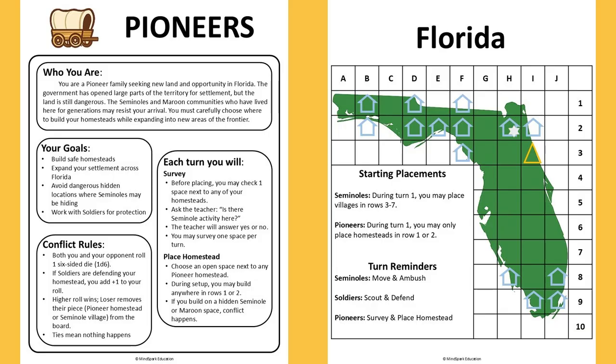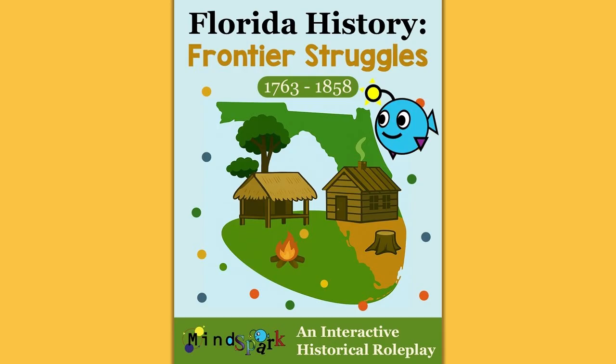So, by the end of the round, the Seminoles have begun moving towards the reservation, soldiers revealed one village but failed to eliminate it, and the pioneers expanded successfully into rows 8 to 10. The game continues as the next event phase brings the Indian Removal Act, dissolving the treaty boundaries and allowing new placement options. Frontier Struggles allows students to experience historical tension, conflict, and decision-making, practice problem-solving and cause and effect, and see Florida's settlement history play out through real student decisions.